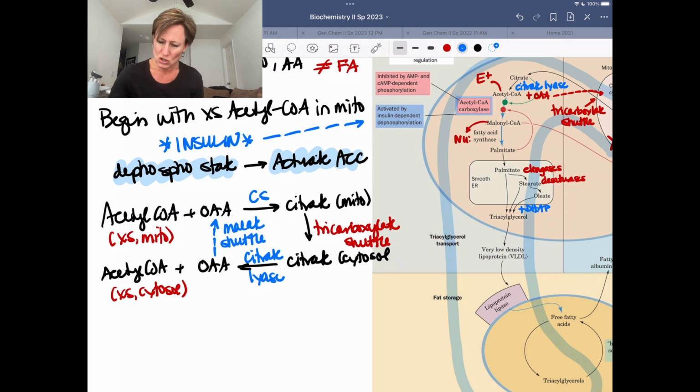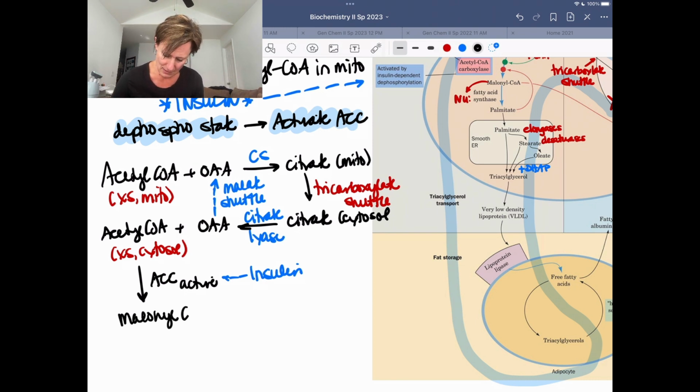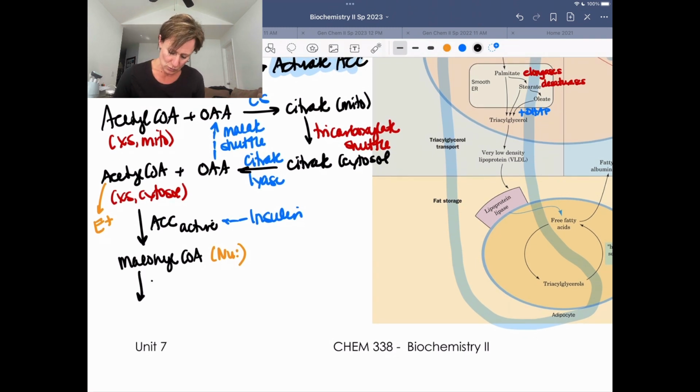Okay? So we are now going to be having some acetyl-CoA because ACC is active, okay? And that's happening because insulin is activating it. It's going to be taking some acetyl-CoA and making it into malonyl-CoA. Malonyl-CoA is going to be our nucleophile. Acetyl-CoA is going to be our electrophile in fatty acid synthase chemistry. So we're going to have fatty acid synthase chemistry.